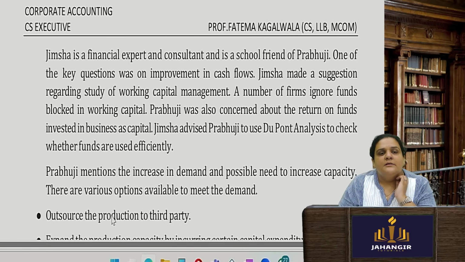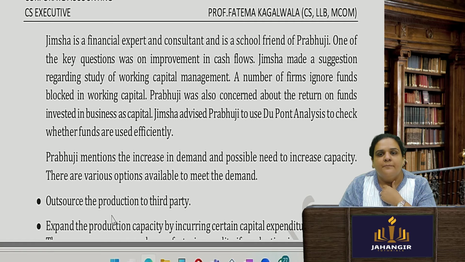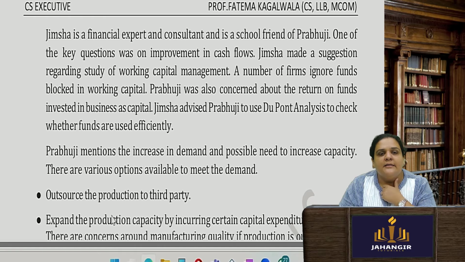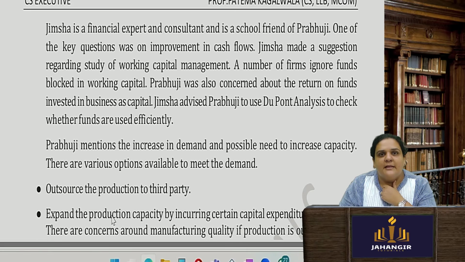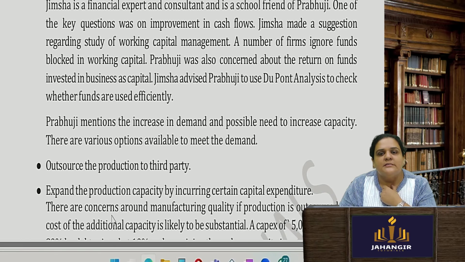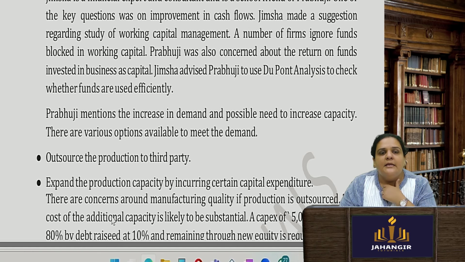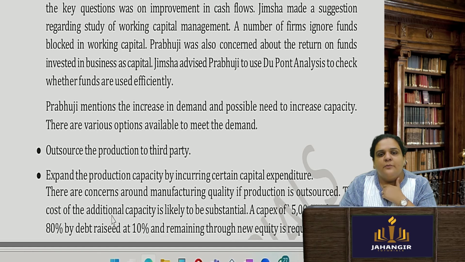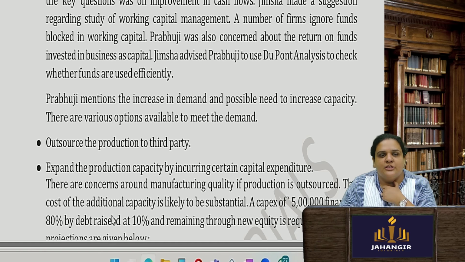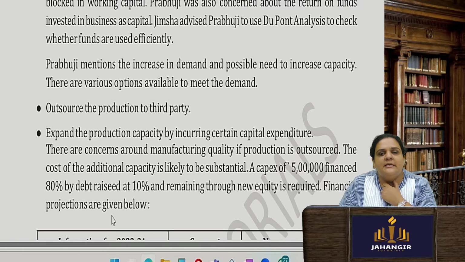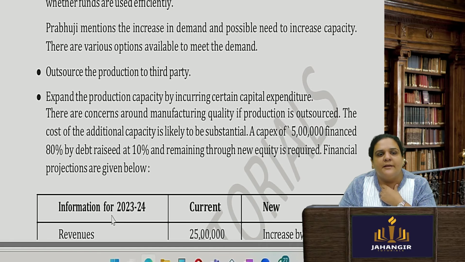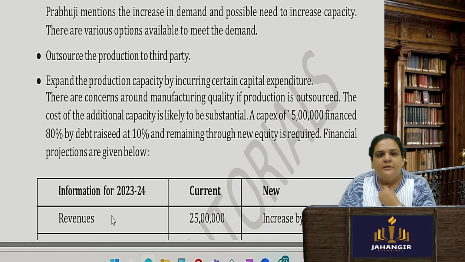Let's read. Jimmy Shah is a financial expert and a consultant and is a school friend of Prabhuji. One of the key questions was improvement in cash flow. Jimmy Shah made a suggestion regarding a study of working capital management. A number of firms ignored the funds balance in working capital. Prabhuji was also concerned about the return on the funds invested in the business as capital. Jimmy Shah advised Prabhuji to use DuPont analysis to check whether funds are used efficiently. Prabhuji mentions the increase in demand and possible need to increase the capacity. Various options are available to meet the demand.